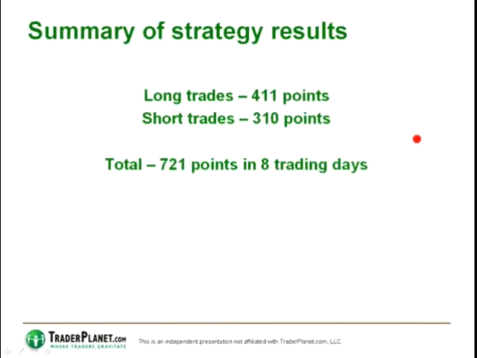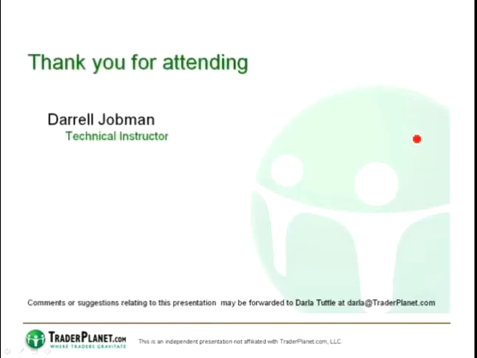You put those two together, the summary of those trades: 411 points on the long side, 310 points on the short side, 721 points in 8 trading days. Not too bad for a little over a week's worth.